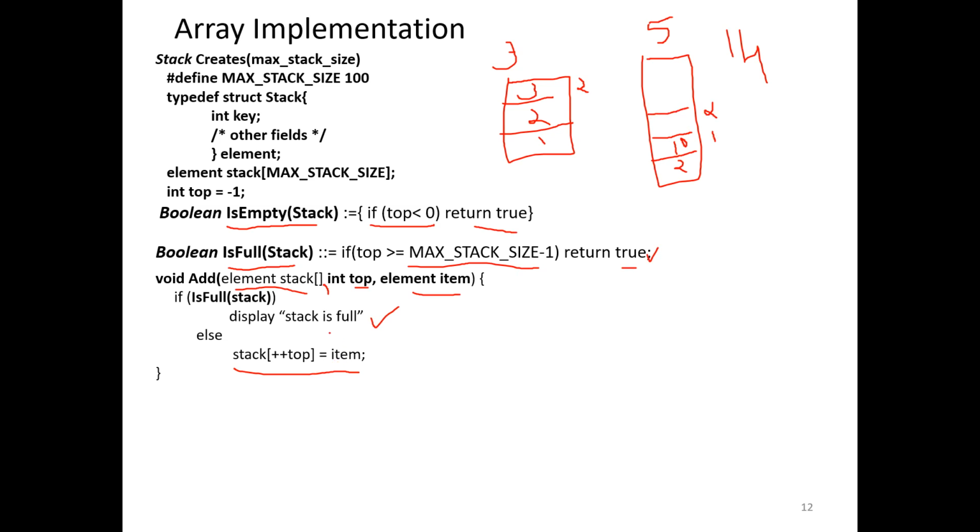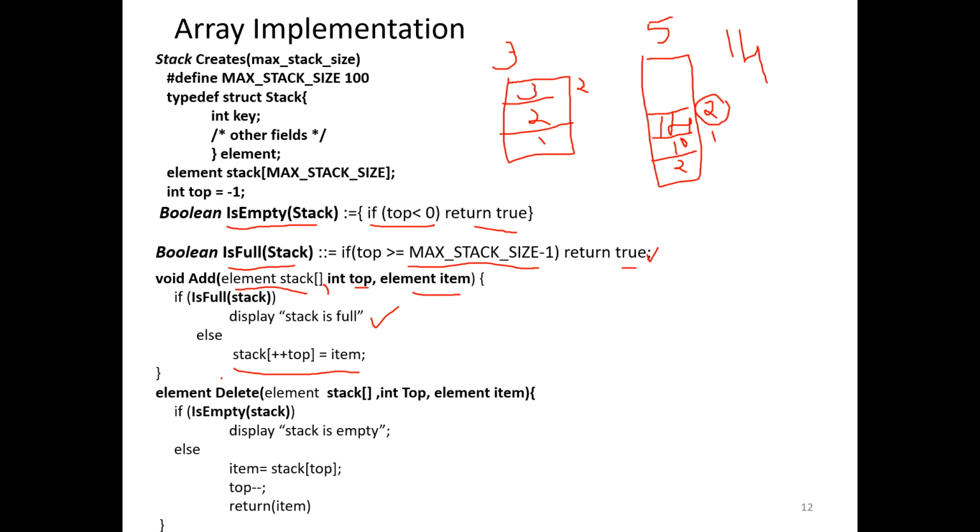In that place, the new element you have to copy. That new element is 14. The 14 will come here. The top value is updated. Top value is 2, that is updated. What you passed was 1. What is the recent value of top? It is 2. Now, we'll go for the deletion operation.